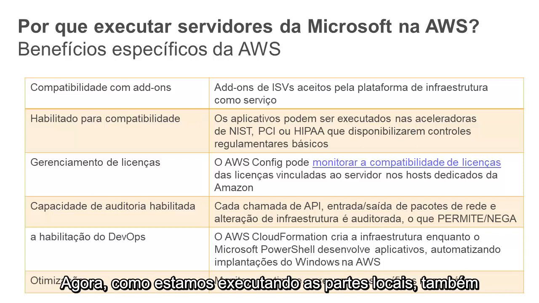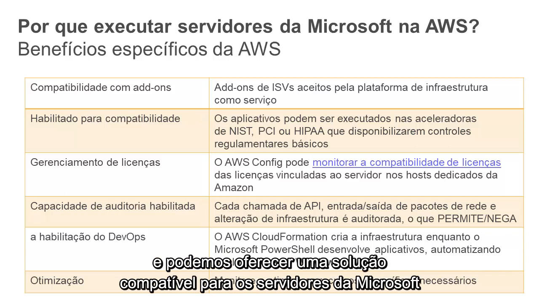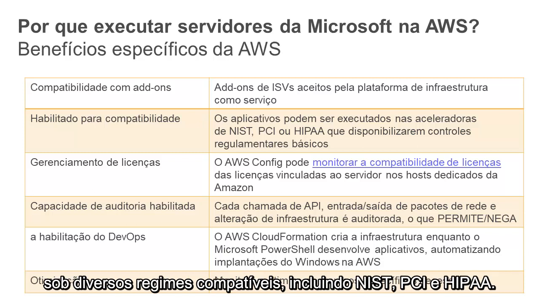Now, because we're running the on-premises bits, we also inherit all of the AWS controls, and we can provide a compliance solution for the Microsoft servers that inherit the controls that we've made available under various compliance regimens, including NIST, PCI, and HIPAA.